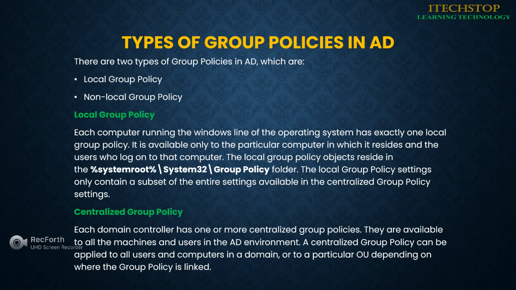Next, we will see the types of group policies in Active Directory. Basically, there are two types: the local group policy and the non-local group policy, which is the centralized group policy. As I have already said, every computer or machine has its own set of local group policies. And what is a centralized group policy? Centralized group policy is Active Directory group policy management. We will see what group policy management is; it will show us the options and how we can configure our group policies.